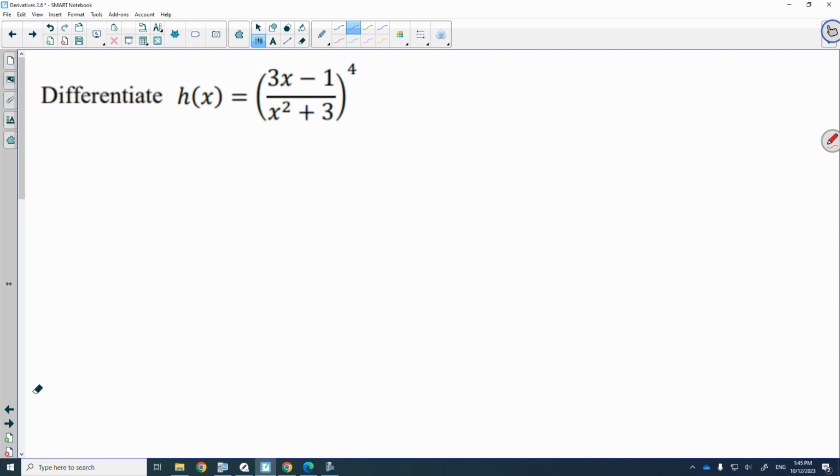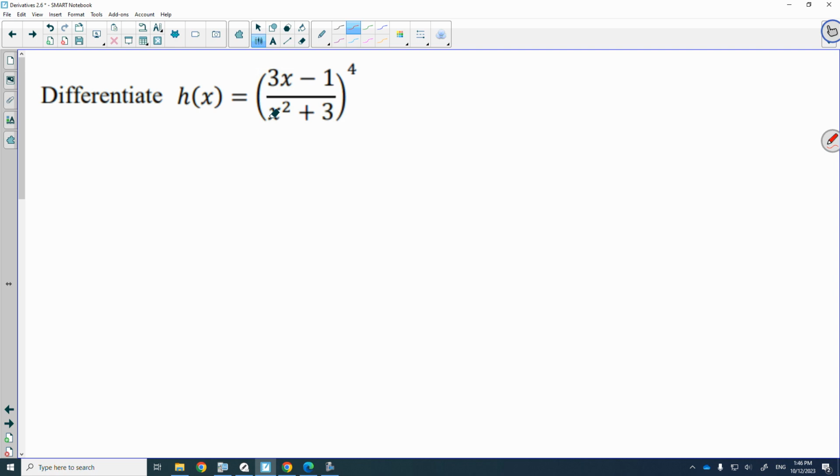Okay, let's do this guy. Now, this one could be done in two different ways. So we could apply the chain rule, bring the 4, write our inner function to the power of 3, multiply by the derivative of the inner function. How would we take the derivative of the inner function? It'd be a quotient rule, low d high minus high d low, draw the line and square below.